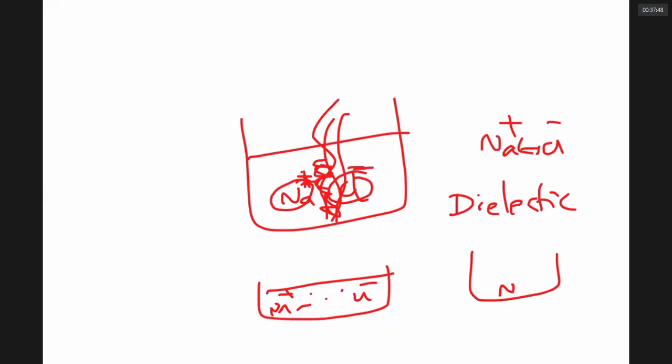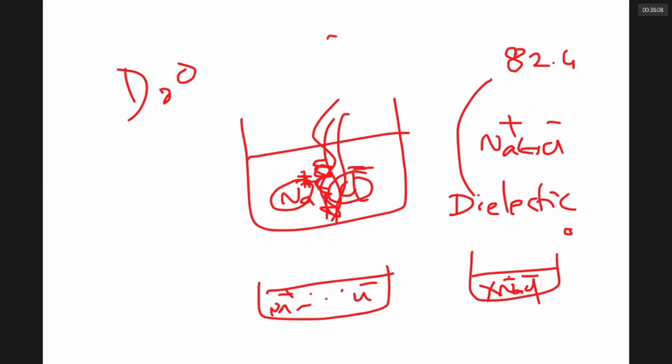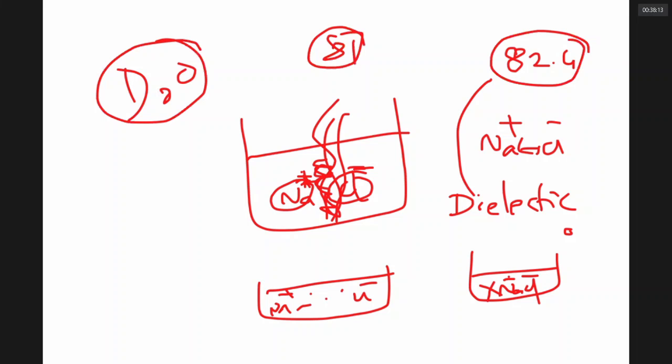If you put salt in benzene, it will not dissolve because the attraction between Na plus and Cl minus is not affected by benzene. So dielectric constant of benzene is 0. Dielectric constant of water is 82.4. Sir, for heavy water, dielectric constant is 81. It means in heavy water, salt is less soluble than in water. So dielectric constant is a measure for the decrease in the electrostatic attraction between positive and negative ions in a solvent. This dielectric constant can affect the conductance.